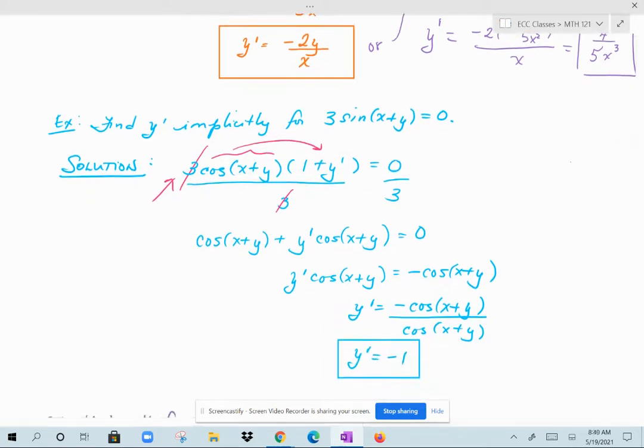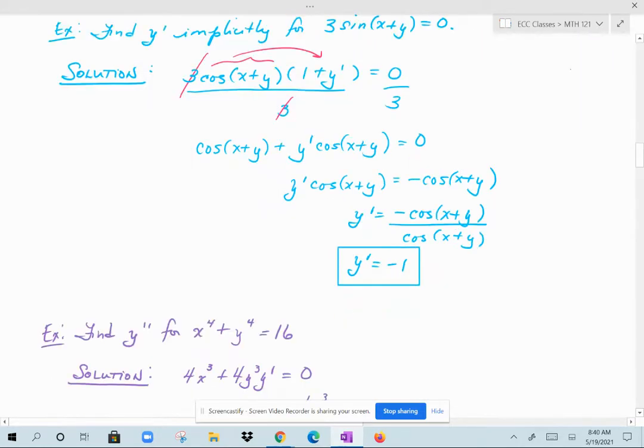So now again, just like the previous examples, I have to isolate y prime. So I subtracted this cosine of x plus y over to the right. And then I divided both sides by cosine of x plus y, leaving me with this expression, but the right side cancels to a constant of -1.